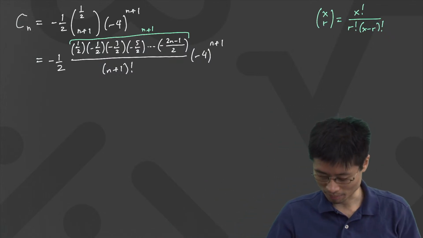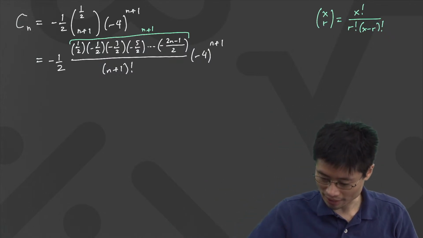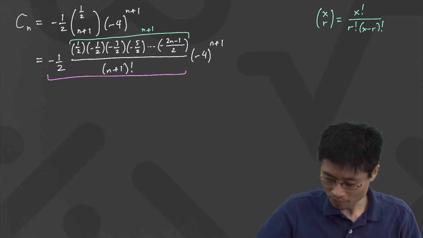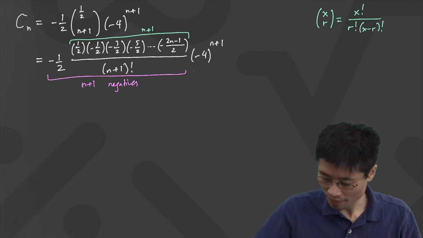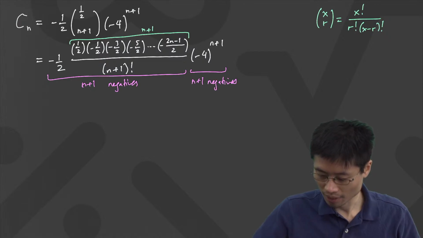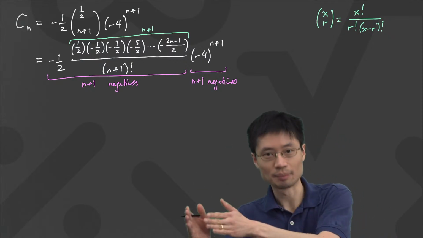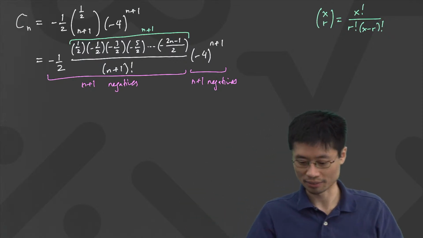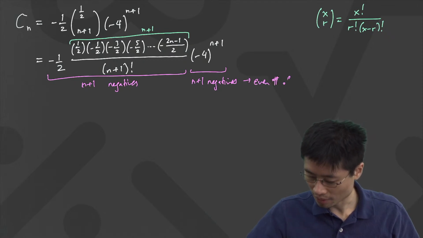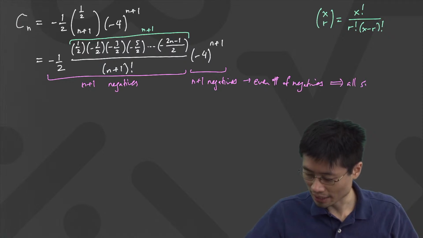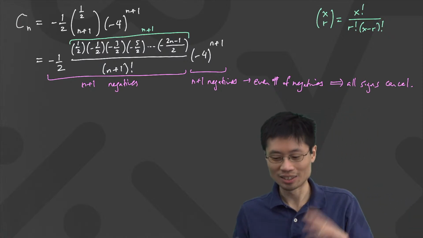Okay, that's the first important piece. Here you have n plus 1 negatives, and here you have n plus 1 negatives. Whenever I have the same number of negatives and the same number of negatives, of course that will be an even number of negatives total. An even number of negatives implies all signs cancel. Okay, that's convenient. So now I don't need to worry about negative numbers.